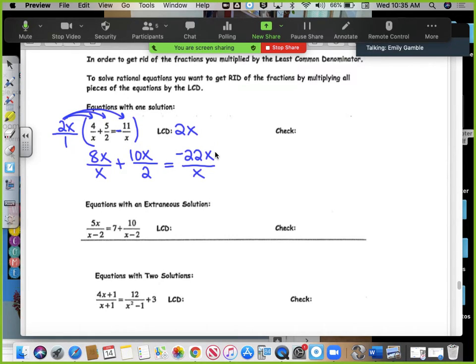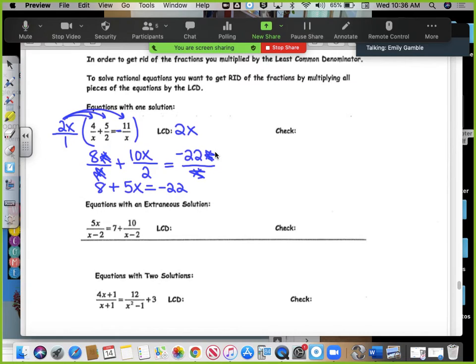Once we've multiplied everything by the least common denominator, then it's time to simplify in your goal to solve for x. So looking at all parts here, let's just try and simplify this. 8x over x, these x's cancel out. So I'm left with just 8 here. 10x over 2, the x does not cancel out, but 10x over 2 can be simplified because I can divide 10x by 2 and 2 by 2. That'll simplify to be 5x. And over here, both of these x's cancel out. I'll be left with negative 22.